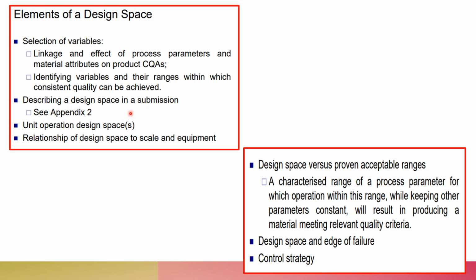One example is given in the ICH QA guideline. We'll cover that example in this video also. Then for each unit operation, based on the criticality of the unit operation, we will define design space, relationship of the design space to the scale and equipments.